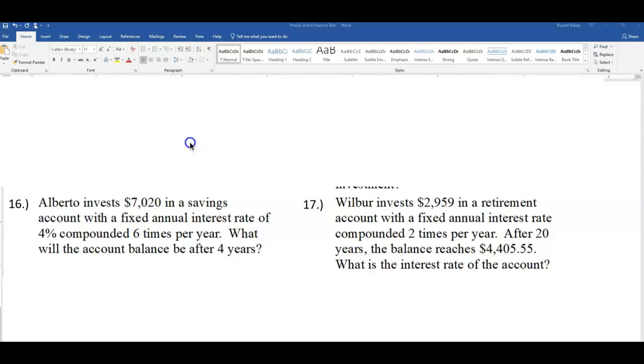All right, let's take a look at number 16. Alberto invests $7,020 into a savings account with a fixed annual interest rate of 4%, compounded 6 times per year. Now this is compounded, but not continuously. It's just compounded. And when we have that, we use this formula here.